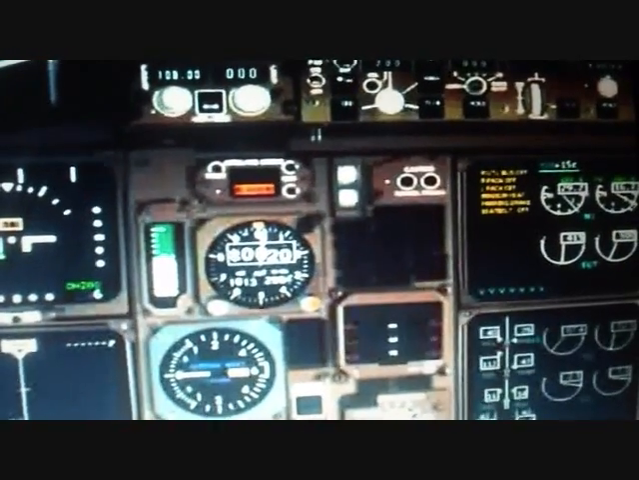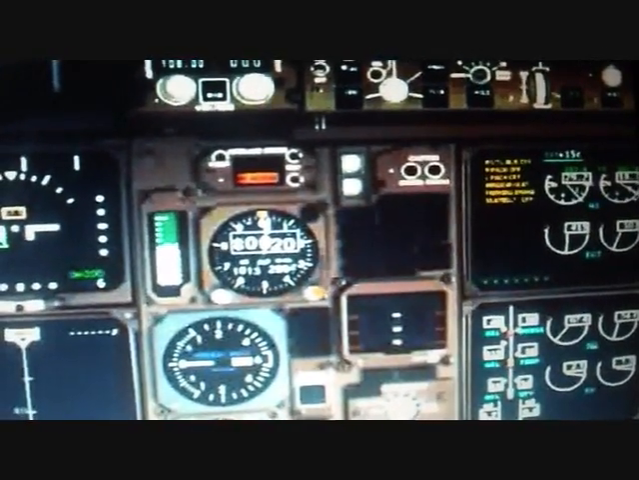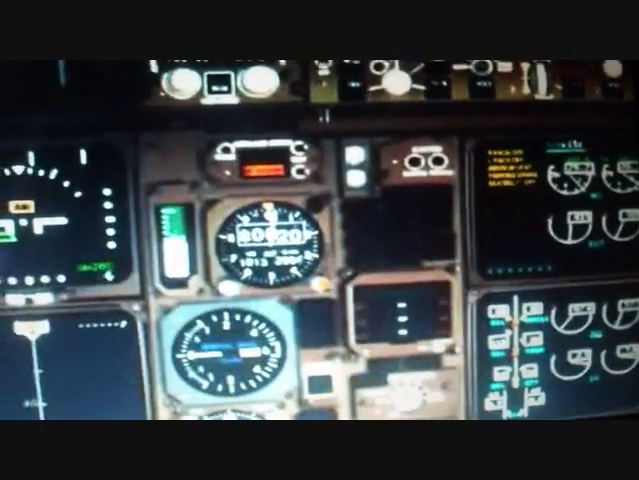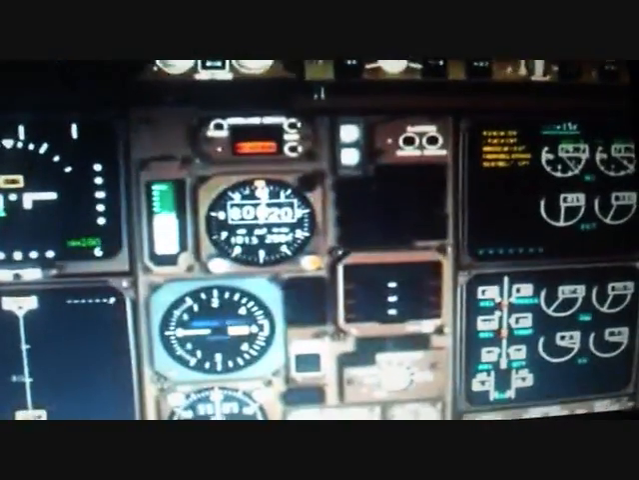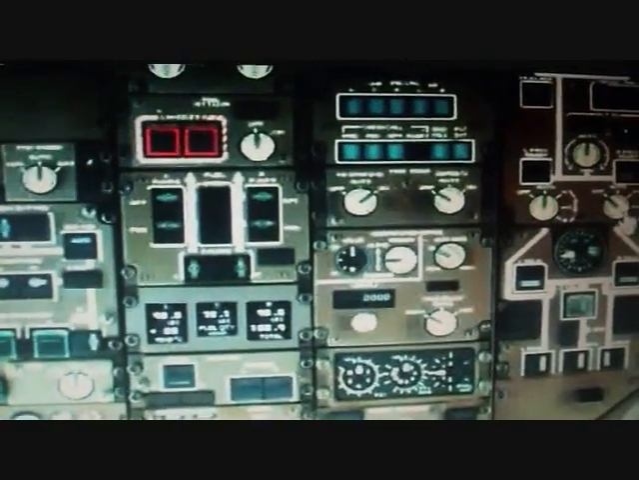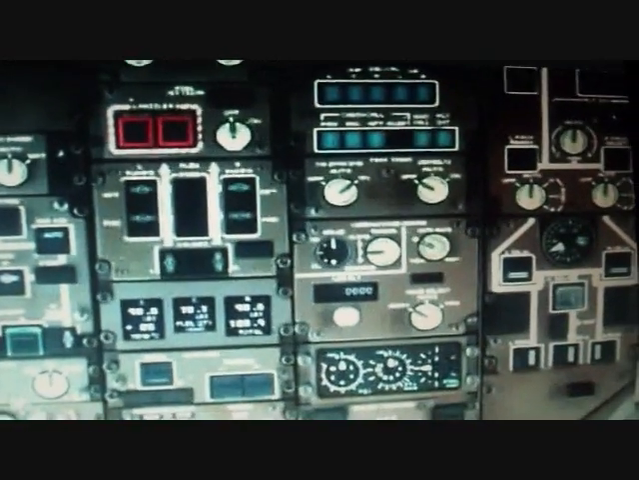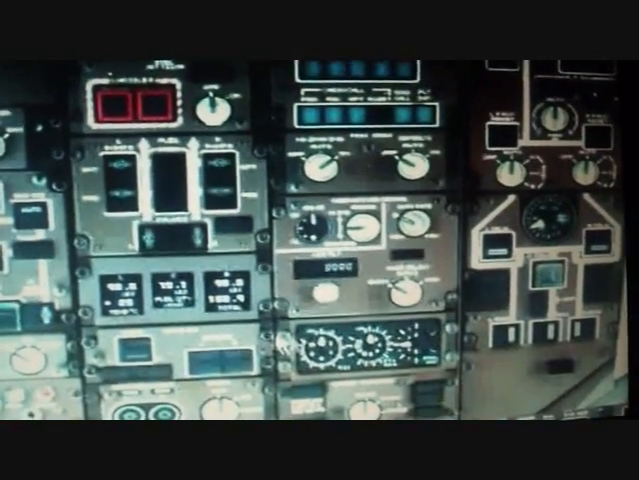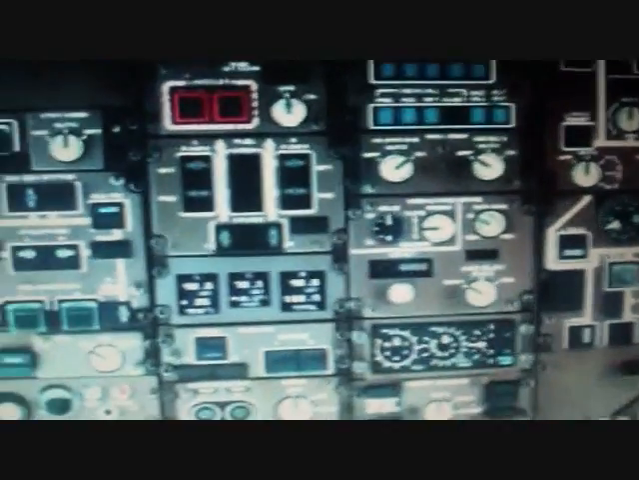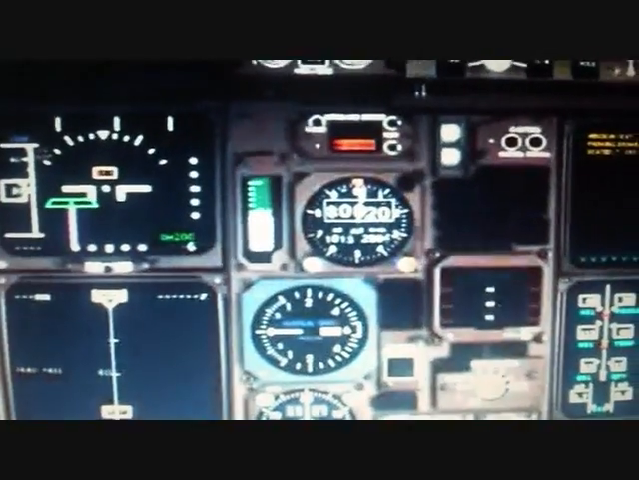See, now the engine's generator has taken the power from the APU. So now the APU is no longer supplying power to the right generator bus. Now that air is being supplied from the engines, we can turn the packs back on and shut the APU bleed air valve off because we no longer need the APU.